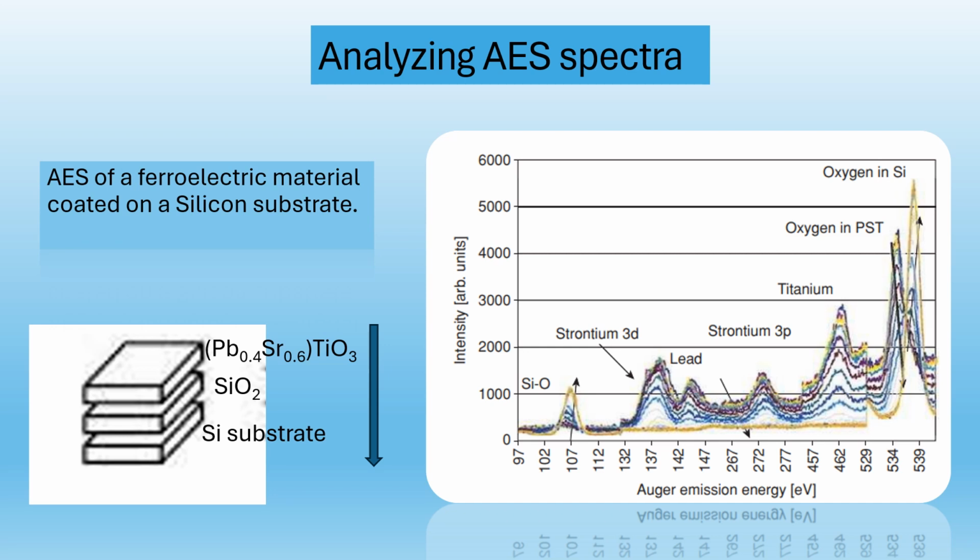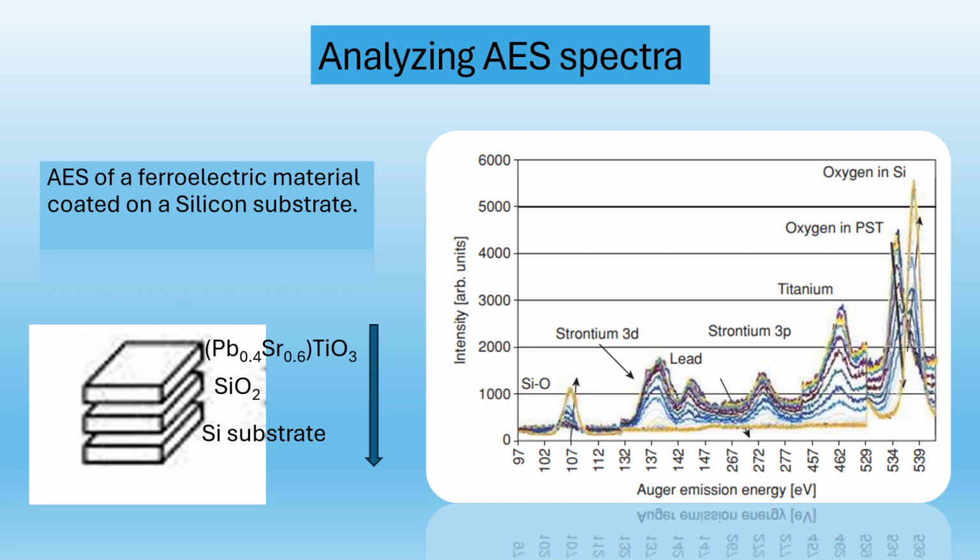Let's understand the AES spectra. Electron spectra is also very important to have a depth analysis of the layers that we are having. Here is a very good example that I am going to discuss here: Auger electron spectra of a ferroelectric material coated on a silicon substrate. We will see how AES can be used to study compositional variations as a function of depth of a thin film of a ferroelectric material deposited on a silicon substrate.